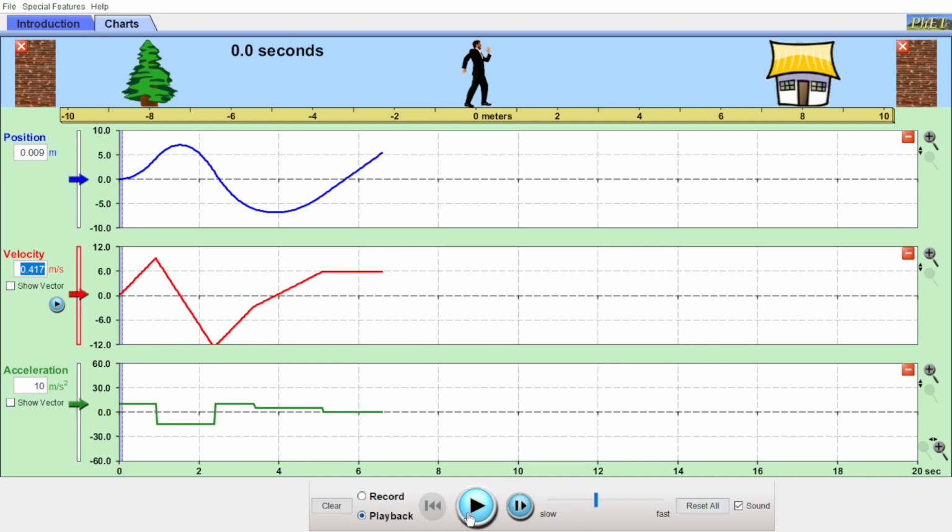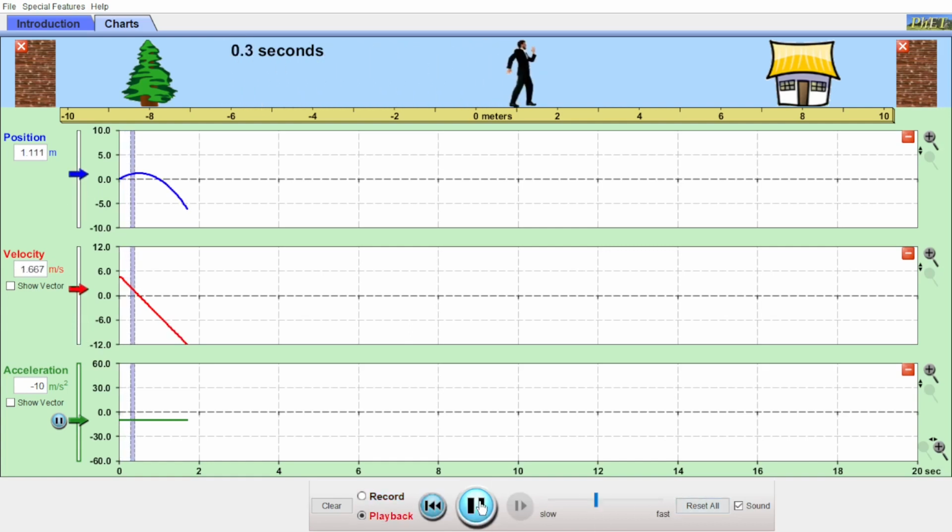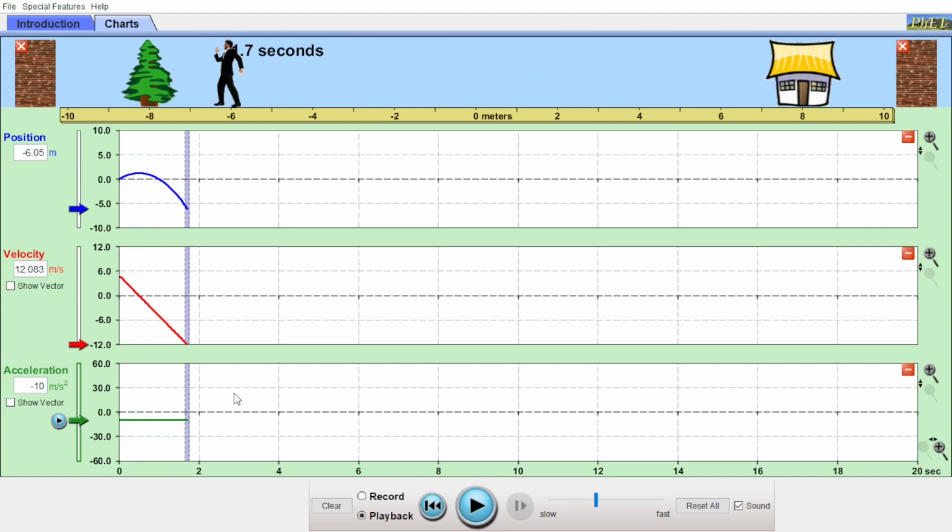For example, I'll give him an initial velocity of 5 and then consider a value of acceleration of -10. We can see what his motion would look like in that case. We'll do playback. So that's his position versus time, velocity versus time, and acceleration versus time, constant for the case of a constant acceleration of -10. So that means his velocity is changing to the left. That is, every second that goes by, he's gaining speed, but in the negative direction.